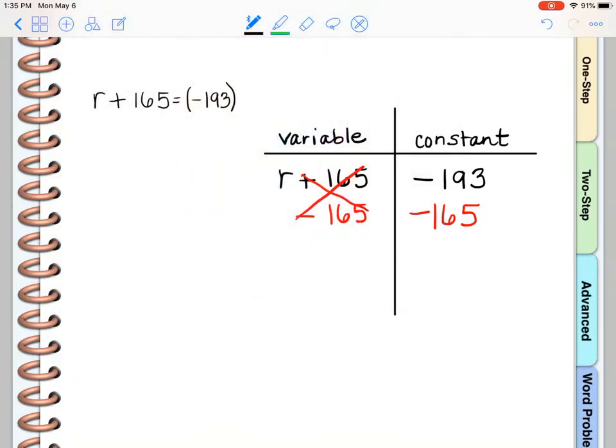And then this is where your calculator skills become so important. This says negative 193, subtract 165. And I'm going to do that to be sure that there are no surprises between what I'm telling you and what you're seeing on the calculator. So all clear, negative 193, subtract 165 equals negative 358.